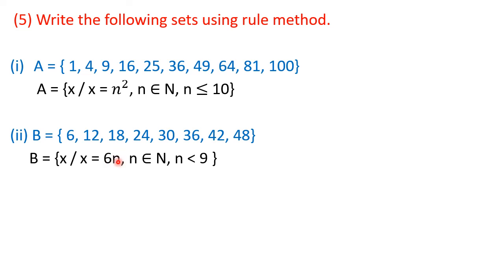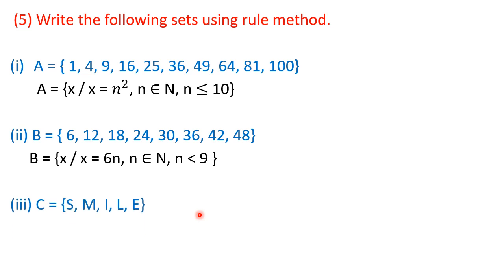N is going to change 1, 2, 3, 4, 5, 6. Then we have to write about n. What is n? N is natural number and n is less than 9. Or if you want to use this symbol, then you will write down less than or equal to 8. Because see, 6 8s are 48. So either you can use this symbol or you can use this symbol. But if you are using strictly less than, then take the next number. And if you are writing less than or equal to, you have to take the same number. So if you are using this symbol here, you can write 8. And if you are using strictly less than, then you have to use 9. Okay.